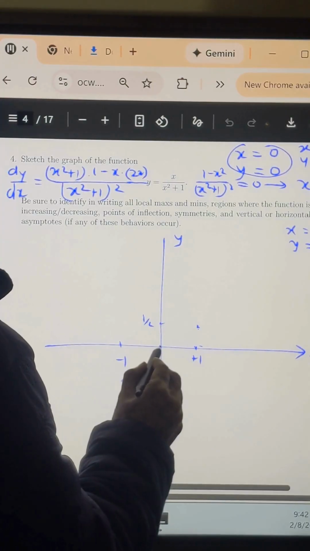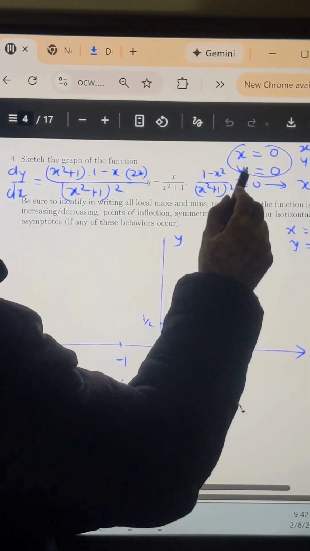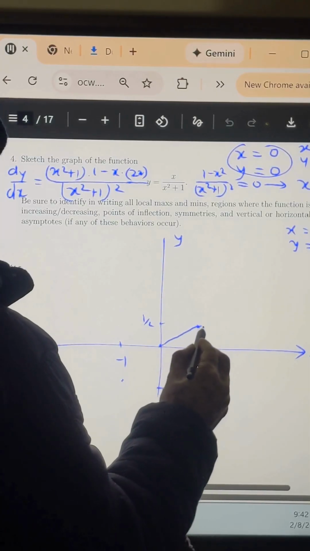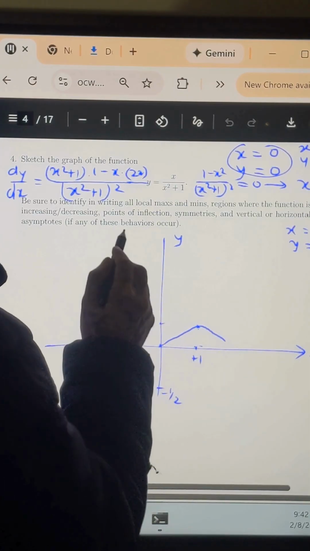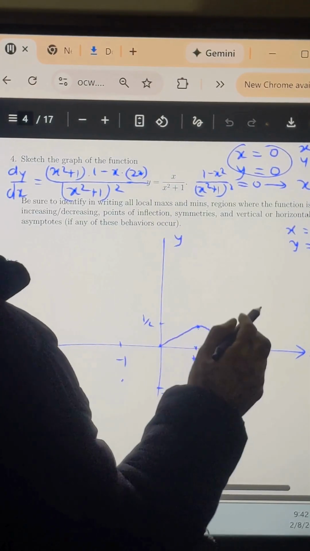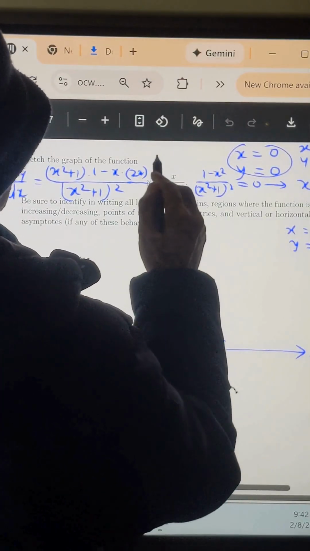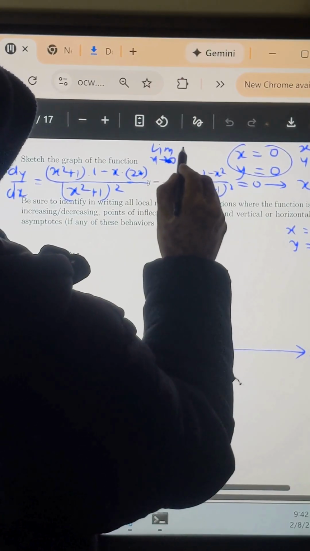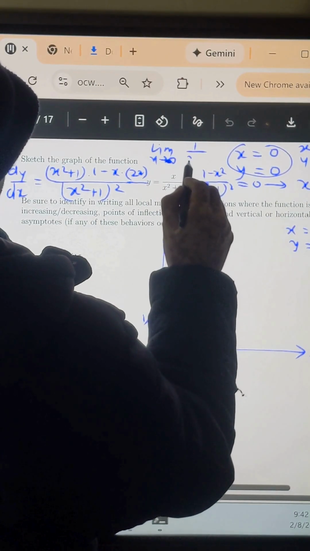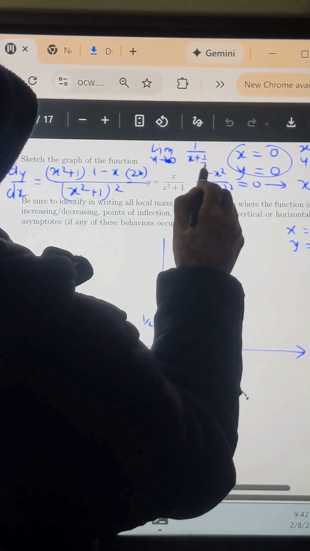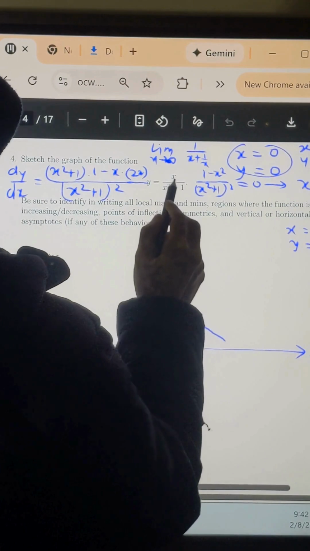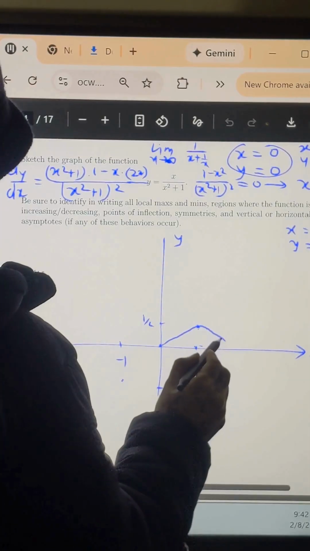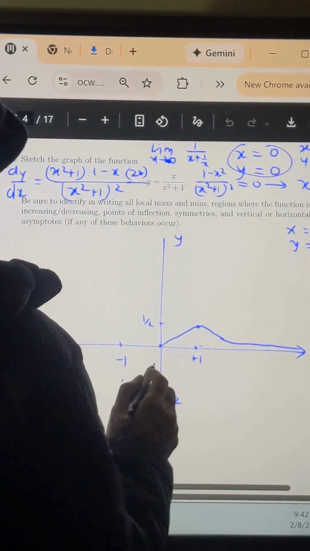And we know that the value of y at x is equal to 0 is 0. So the curve kind of reaches its maxima and then starts going down. And when x is infinity, so the limit as x tends to infinity, it becomes 1 upon, let's say, x plus 1 upon x. It should be 0 because this is the dominating factor. So this is kind of an asymptote.